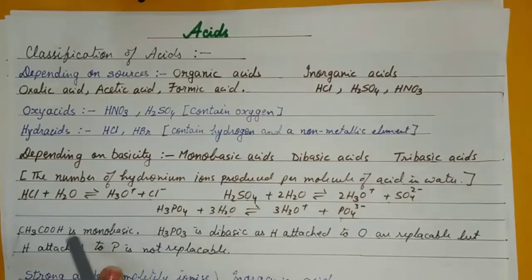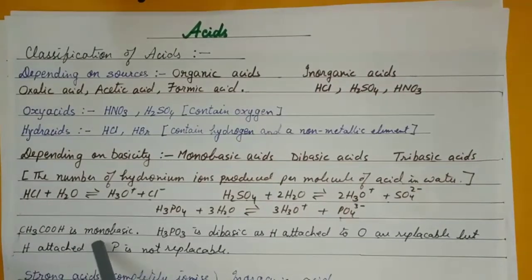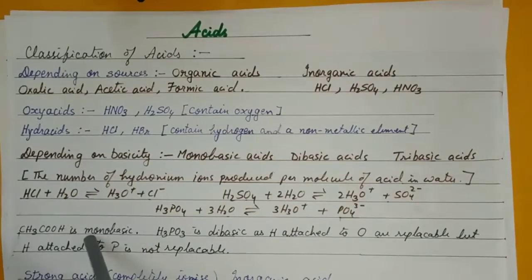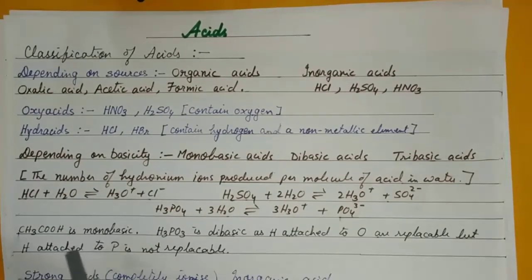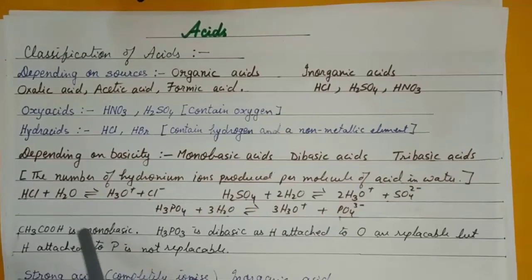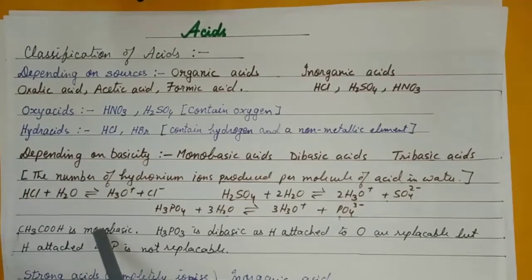So I was also talking about acetic acid, why it's monobasic, though there are more than one hydrogen atom in the molecule. But the thing is that all the hydrogen atoms cannot produce hydronium ion. They will not dissociate, therefore it's monobasic. Only one hydronium ion can be produced.